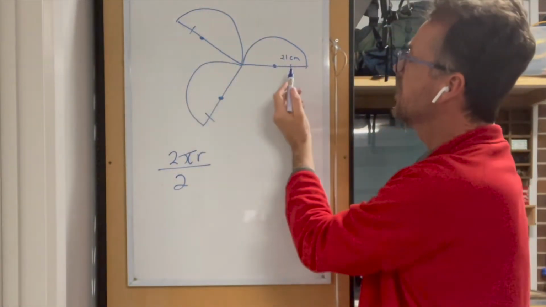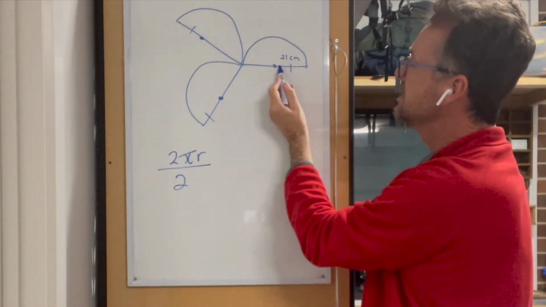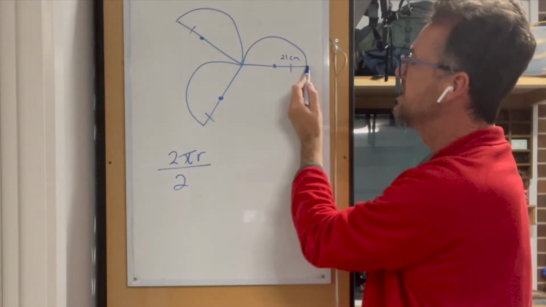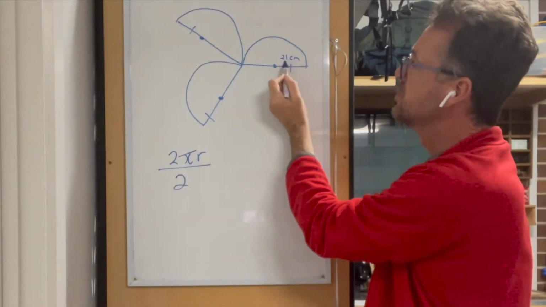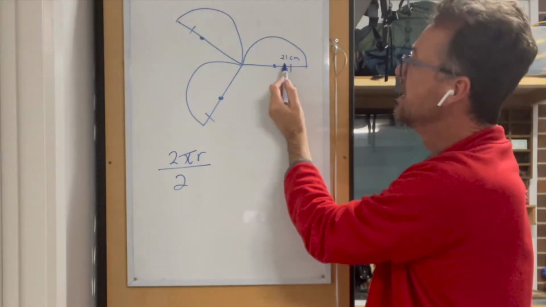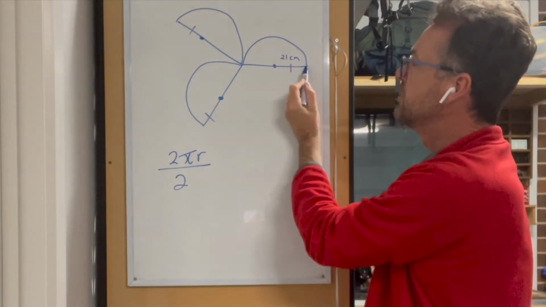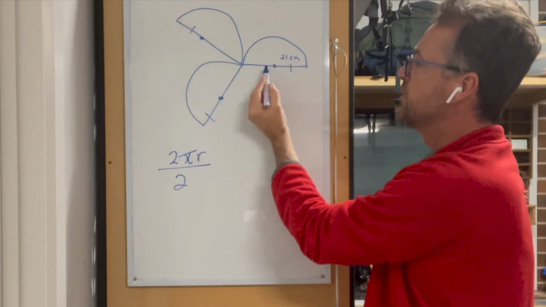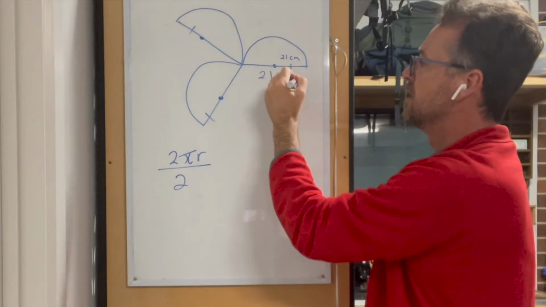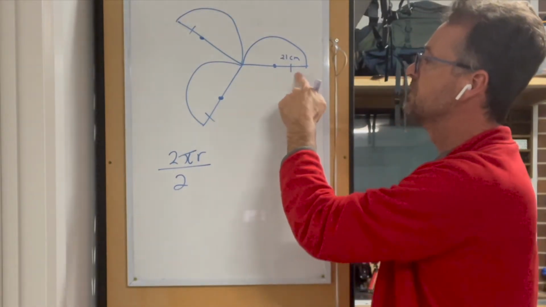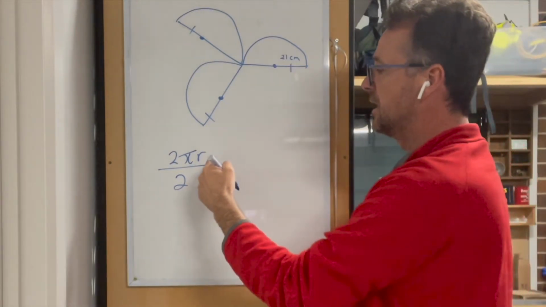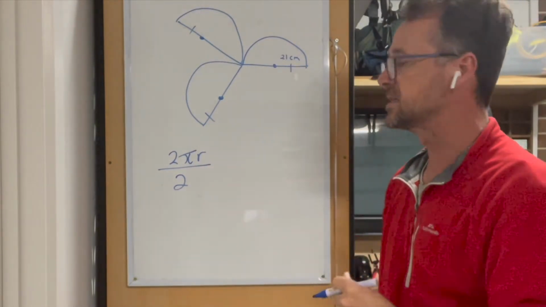Now we can see from the diagram that the radius is this length from the middle point here to the edge, and that's 21 centimeters, and we know that from the diagram because it puts the 21 centimeters between this midpoint and this edge. If it had put the 21 right across, it would indicate diameter, but we know from this it's indicating radius. So we can then substitute that in for the radius.